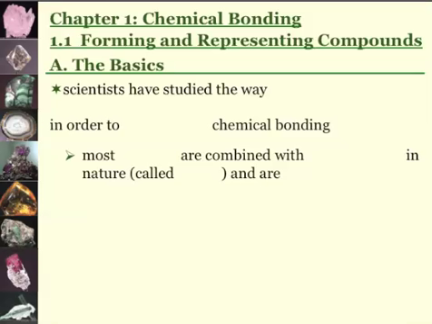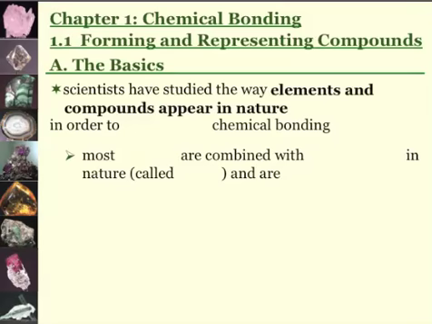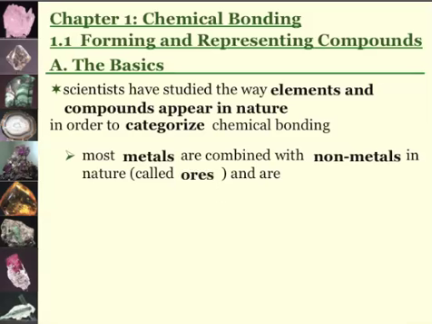Alright, so now we're dealing with chemical bonding. So, forming and representing compounds, we have a basic set of knowledge that we need to know. Scientists have studied the way in which elements and compounds appear in nature. In order to categorize chemical bonding, we know that most metals are combined with nonmetals in nature, and they are called ores, which are solids.